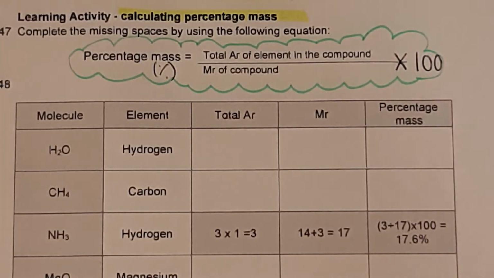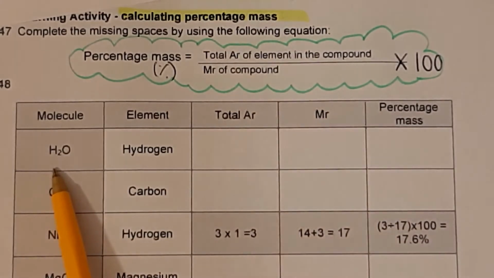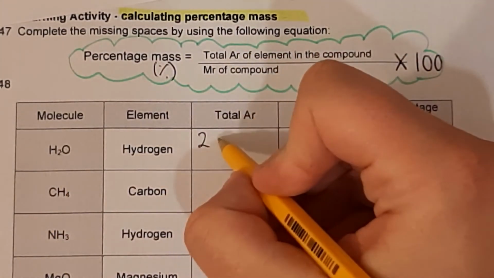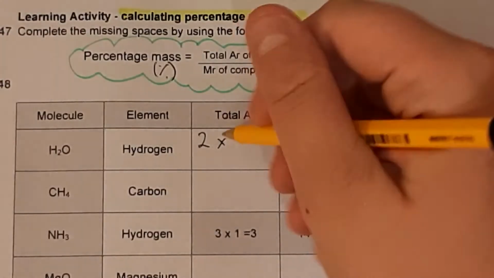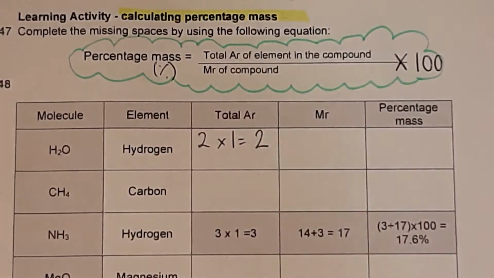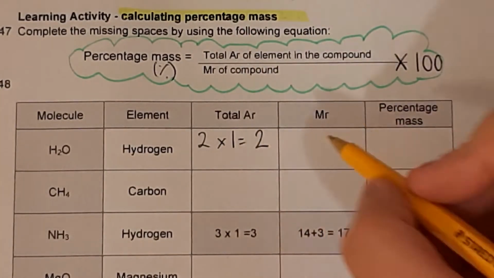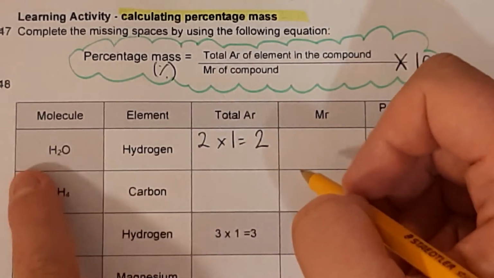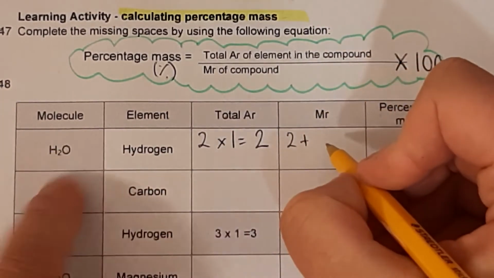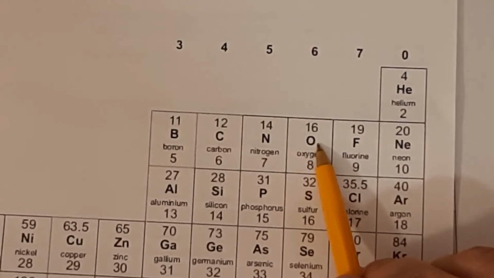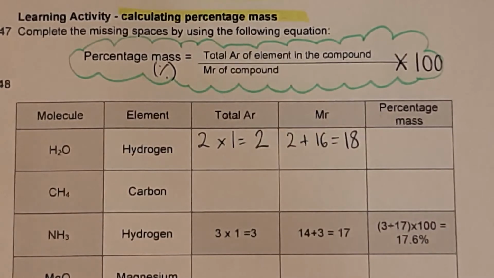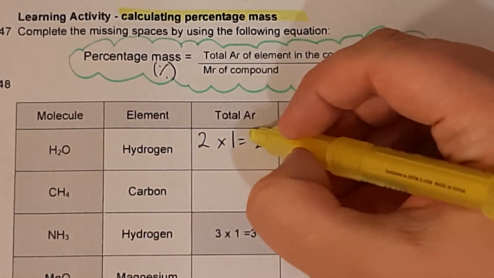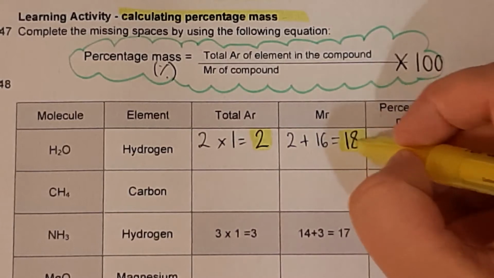So we'll need your periodic tables for this. So the total AR of hydrogen in H2O, well, there are 2 hydrogen atoms, and we need to multiply that by the AR of hydrogen, which is 1. So 2 times 1 is 2. Now the total MR of water is going to be the hydrogen, which is 2, added to the single oxygen, which using our periodic table is 16. 2 plus 16 equals 18. Okay, so our AR of hydrogen, our relative atomic mass of hydrogen, and the relative molecular mass of water.